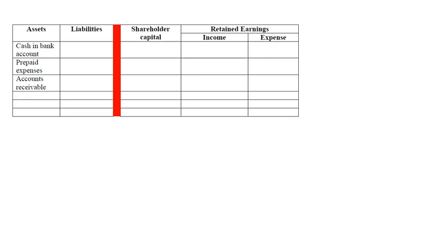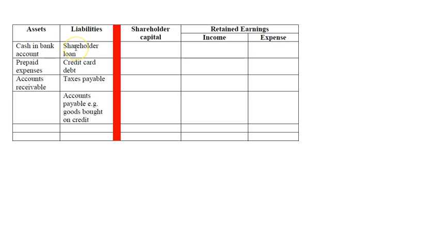Okay, so next, in the liabilities column, you might have accounts such as shareholder loan, that's the interest-free shareholder loan we mentioned earlier, credit card debt, taxes payable, or regular accounts payable for goods bought on credit are all different types of accounts that you may have in the liabilities section. In the shareholder capital section, you'll typically have the amounts contributed by the shareholders, and in our situation we said that's just going to be a $1 amount that was contributed by the shareholder at the beginning of operations.